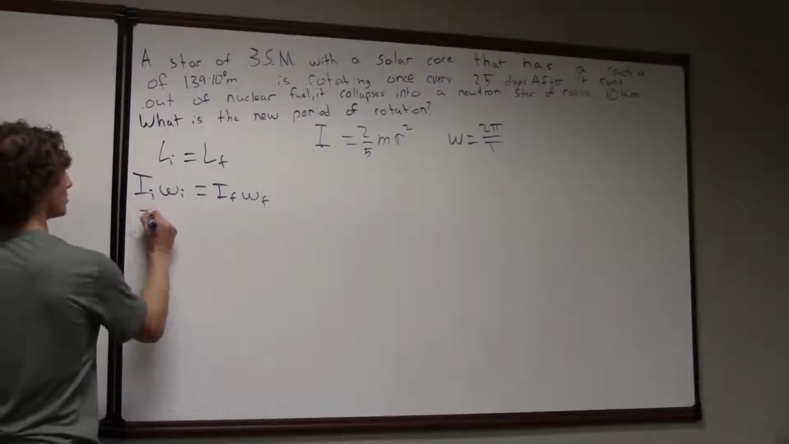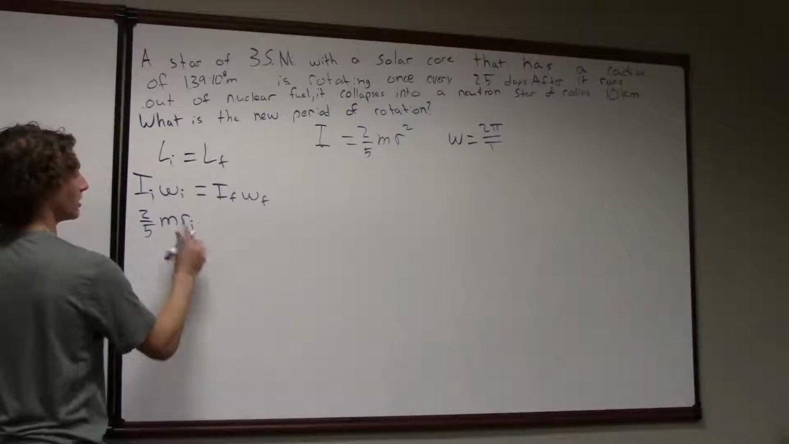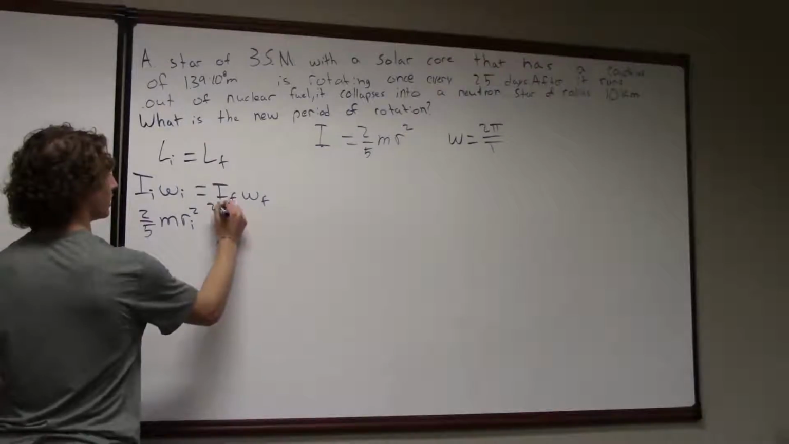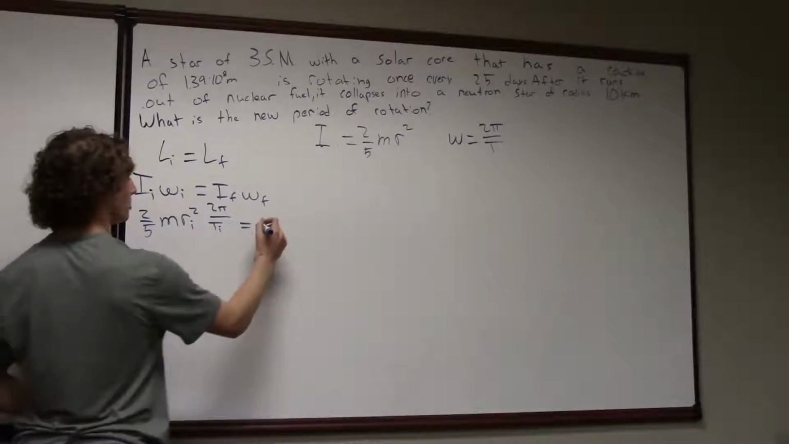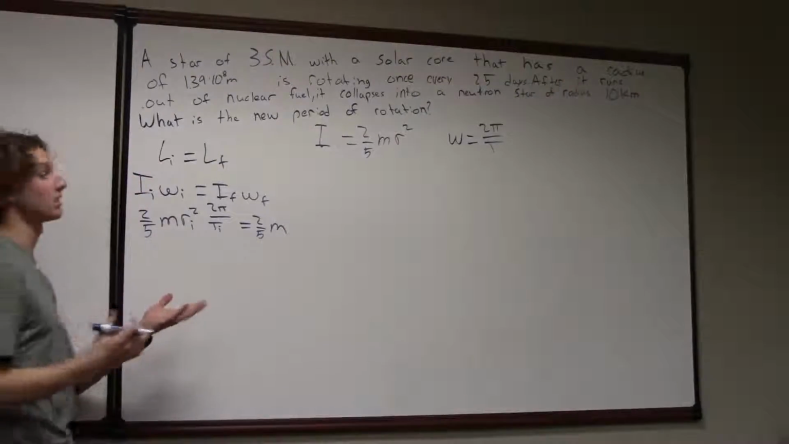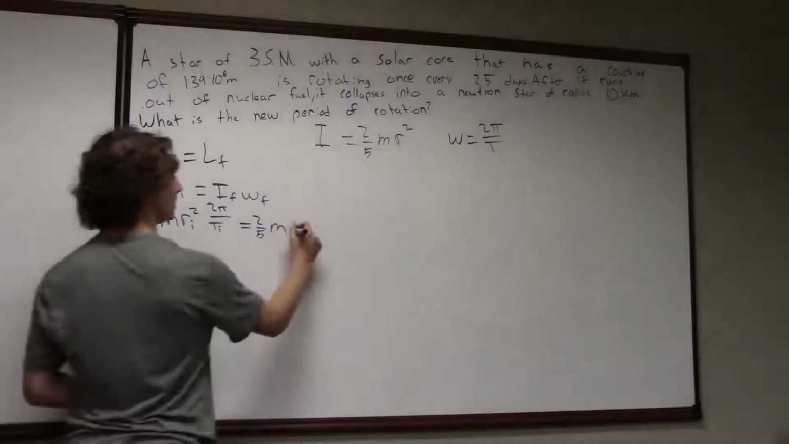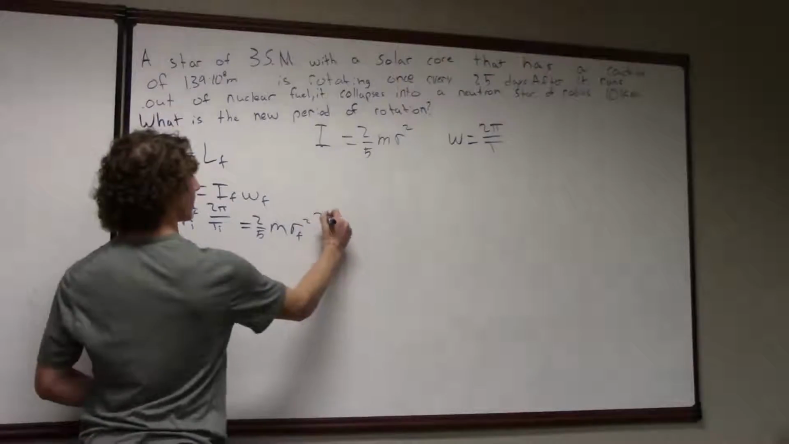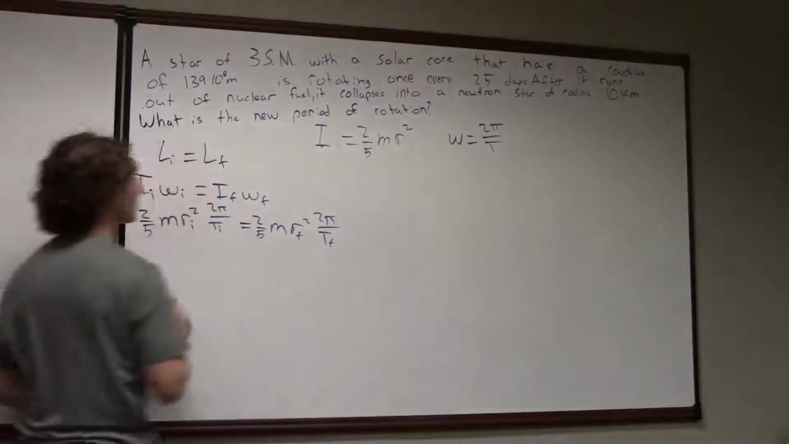So I is going to be 2/5 m times the initial radius, we're going to denote that by just r sub i squared, times 2 pi over the initial time period, and that's equal to 2/5, the same mass because the mass of the star isn't necessarily changing, it's just contracting, so it has a new density but the same mass. So now we'll have a new radius of r final squared, and then omega final we'll just rewrite as 2 pi over the final period.